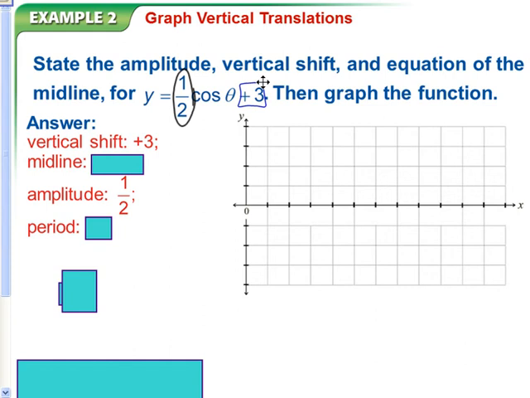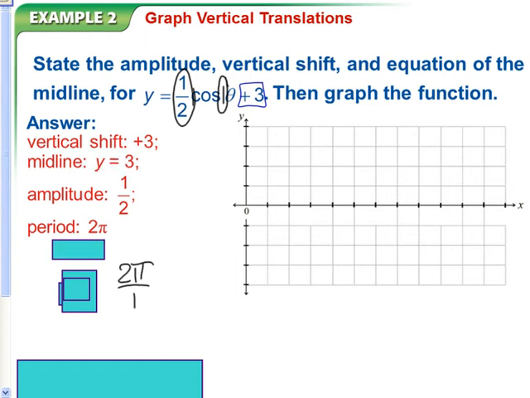And what is our period? 360 divided by the number in front of theta, right there, which is a 1. So that's 360. Let's do it in radians, just to be a little bit more familiar with that. 360 is 2 pi, so we'll go 2 pi divided by 1, and it's 2 pi. So now the midline is normally at the x-axis, but because of our vertical shift, it moved up 3, so the way we write the equation for the midline is y equals 3.